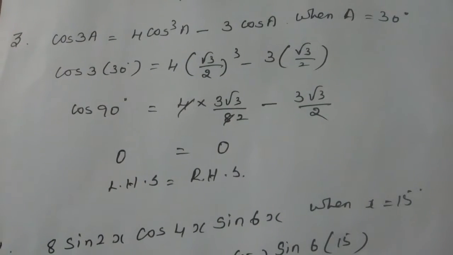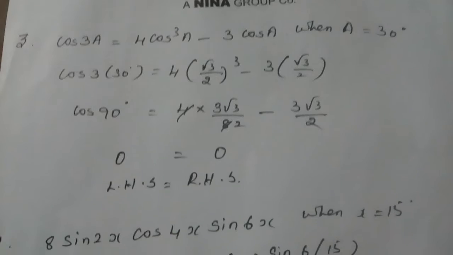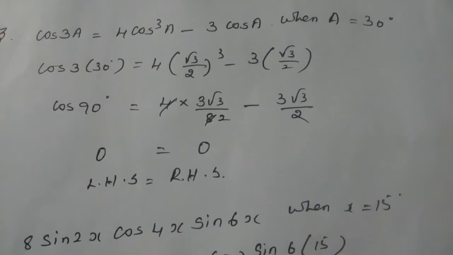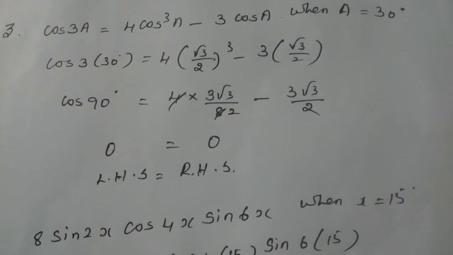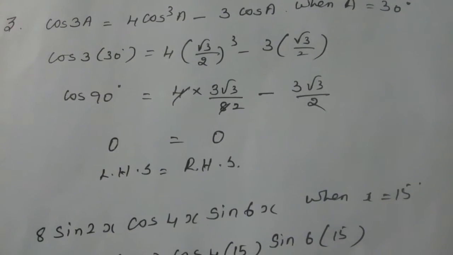Good morning, students. This is exercise 6.2, third question. Cos 3a is equal to 4 cos cube a minus 3 cos a when a is equal to 30 degrees. So you are substituting the value a equal to 30 degrees wherever a is given.